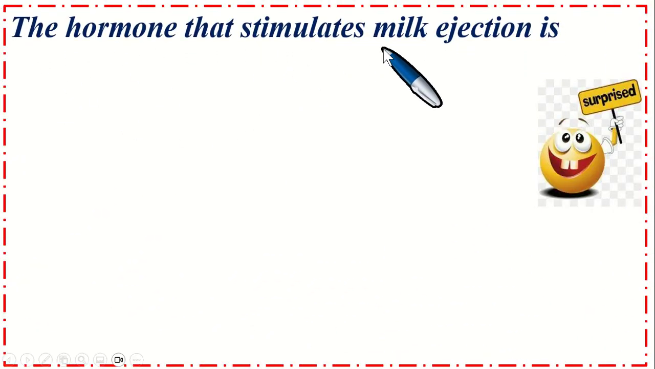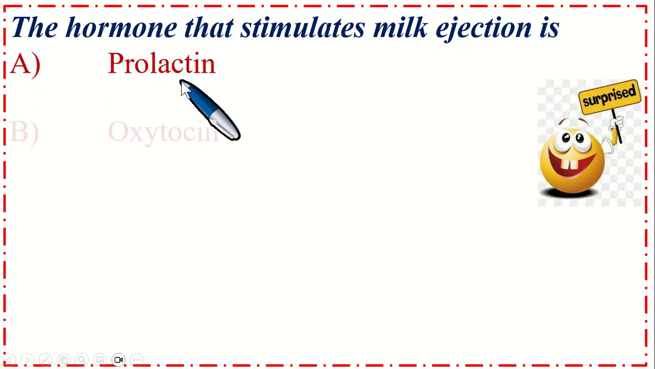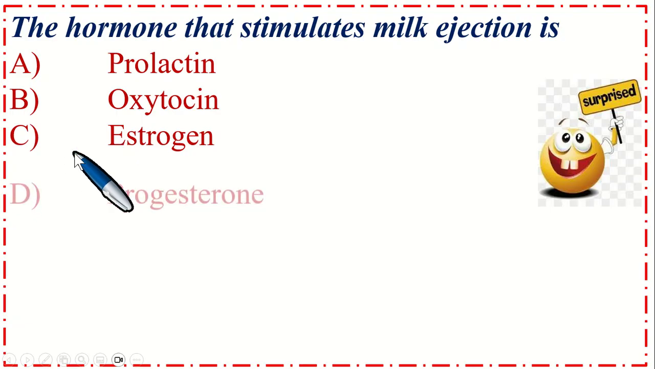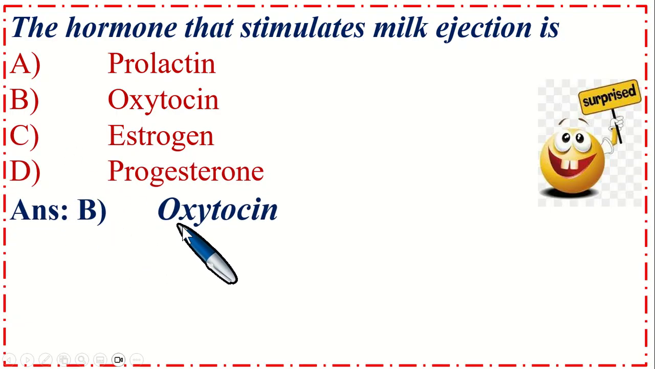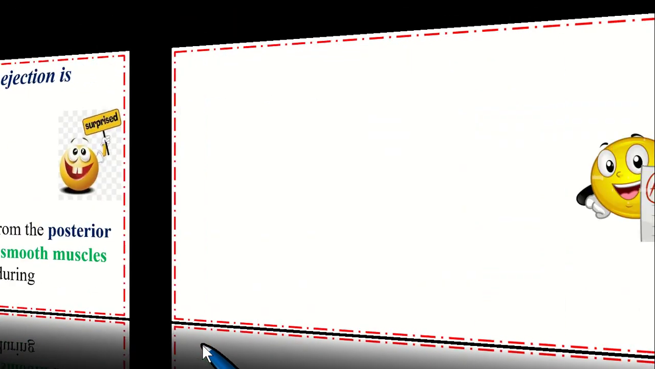The hormone that stimulates milk ejection is option A prolactin, B oxytocin, C estrogen, and option D progesterone. So the correct option is B oxytocin. Oxytocin is released from the posterior pituitary gland, which triggers the contraction of smooth muscle in the breast, aiding in milk ejection during breastfeeding.